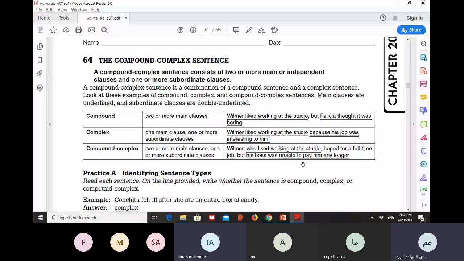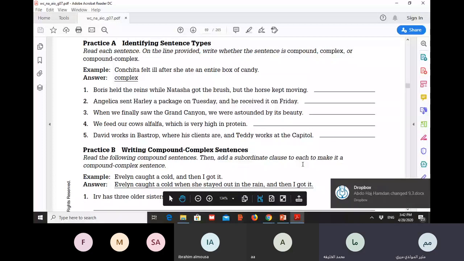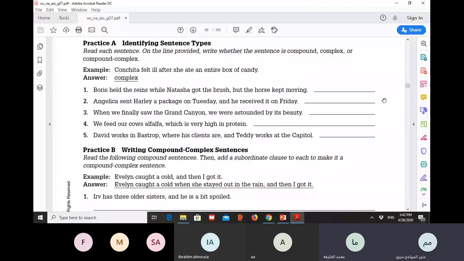Yes, teacher. Nice. Thank you. You're welcome. Okay. Muhammad Khalifa, where are you? Practice A. Identifying sentence types. Read each sentence on the line provided. Write whether the sentence is compound, complex, or compound complex. Example.